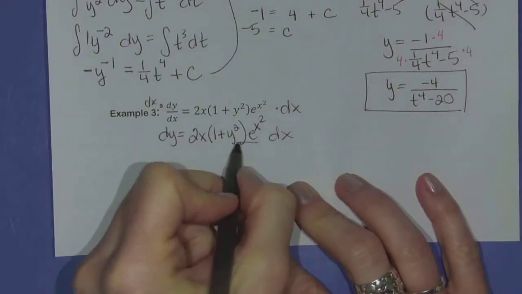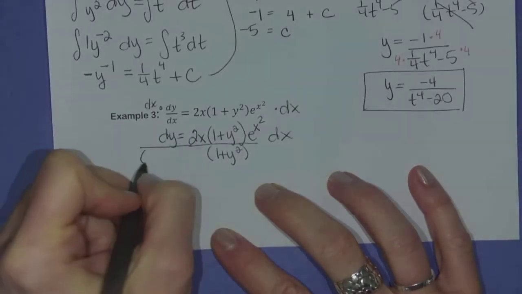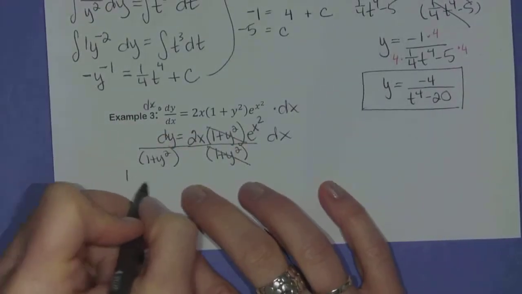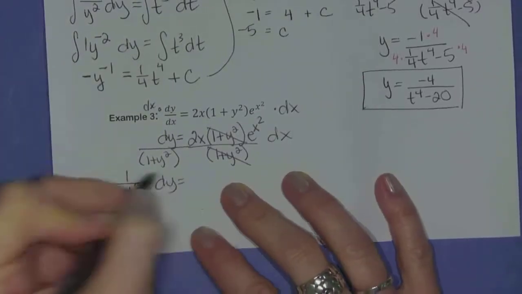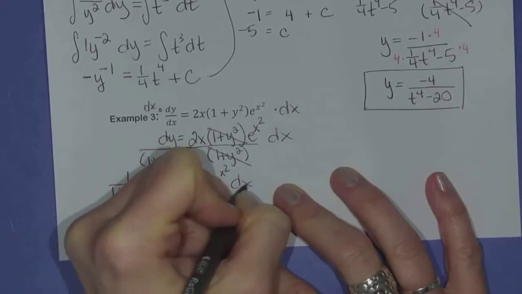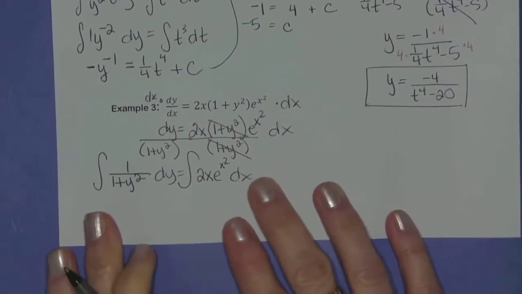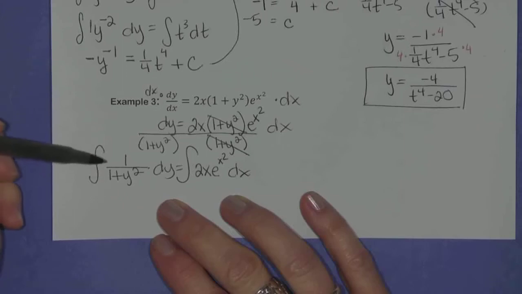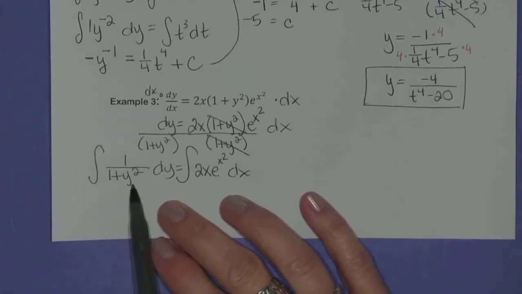actually divide this whole side by the binomial 1 plus y squared that kind of moves as a unit. Cancel these out, and now I've got 1 over 1 plus y squared dy equals 2x e to the x squared dx. I'm going to integrate both sides. And here's the deal. On the left, you have to look at this. This should look familiar from a previous unit.